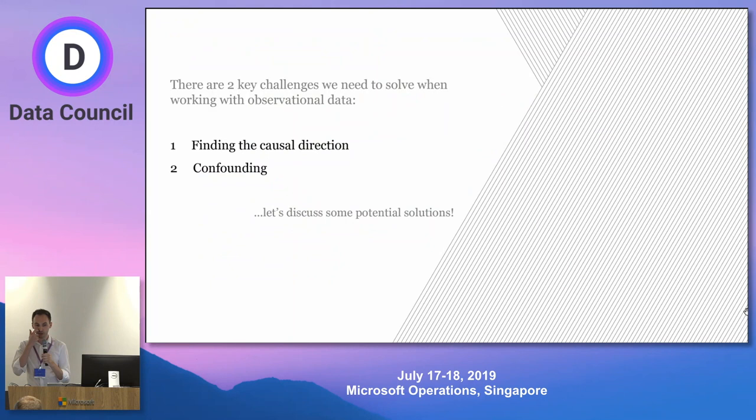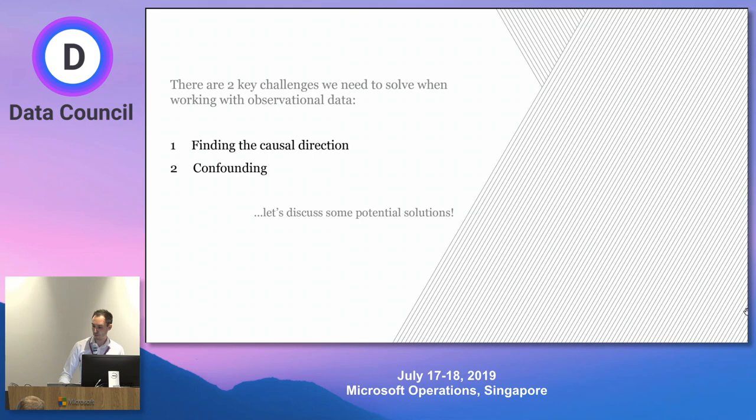So I think there are two key challenges that we need to solve when working with observational data. This is probably not an exhaustive list. I think more academic people than I would say that there are far more problems. But the two big ones for me are finding the causal direction in this observational data, and second, handling confounding.